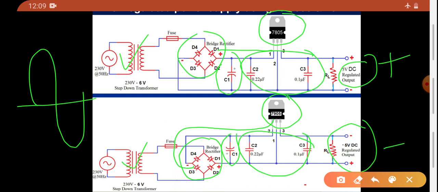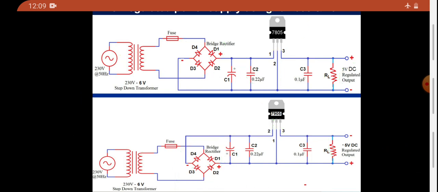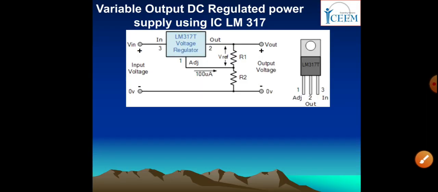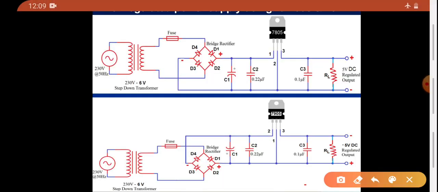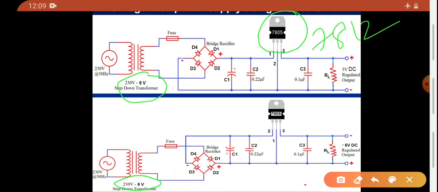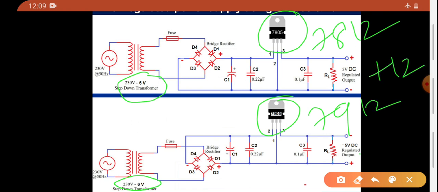If you want to generate plus 12 volt and minus 12 volt output, what will be the change? Here you have to replace this transformer with a 12 volt step down transformer, and replace this IC with 7812 and here 7912, so that here you will get plus 12 volt and here minus 12 volt. That will be the only change.